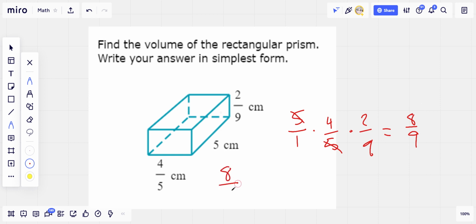That's our volume in cubic centimeters. So that is a little bit of work with determining the volume of rectangular prisms when you have fractions for side lengths.